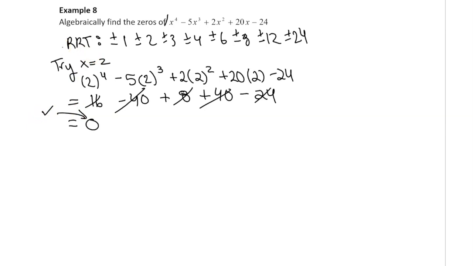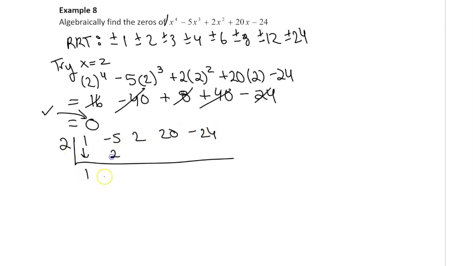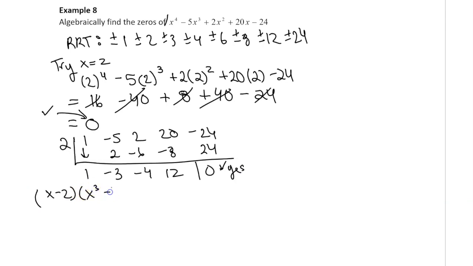Okay, so based off of that, let's see what we could say. That means that we could put in 2, and then we would have 1, -5, 2, 20, -24. Okay, good. We needed that remainder of 0 there. So that means that when x minus 2 is one of our factors, we'd be left with x cubed minus 3x squared minus 4x plus 12.